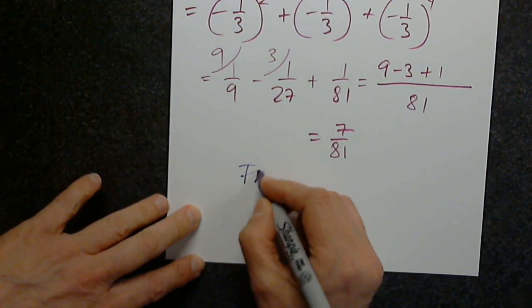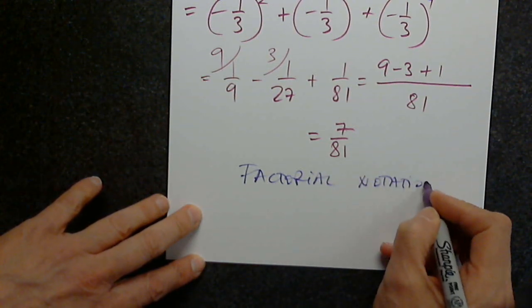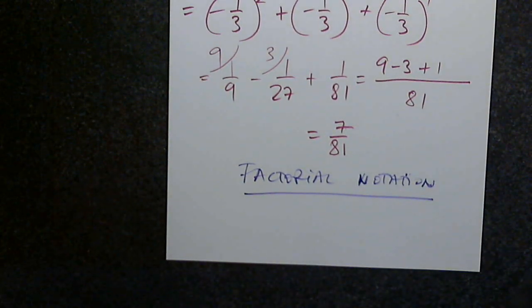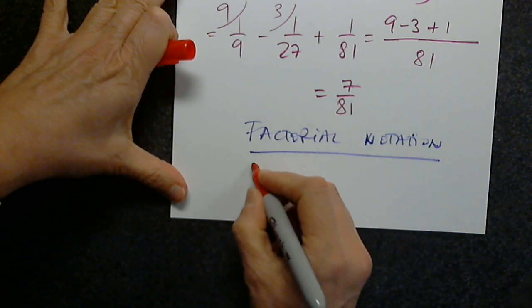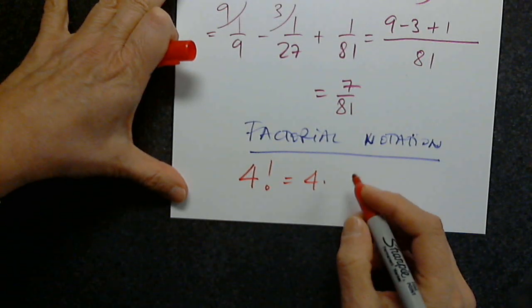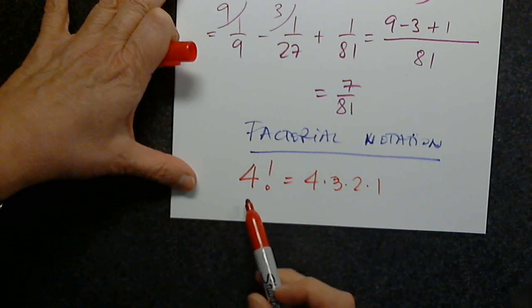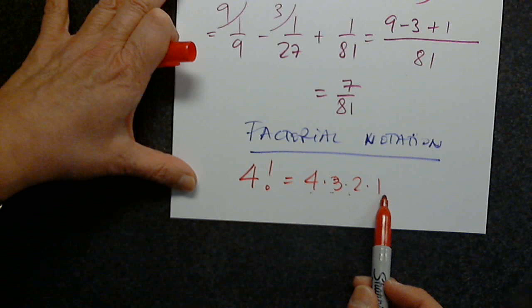Factorial notation. Ready? Well, there is something called factorial notation. For example, 4 factorial is the product of the first 4 natural numbers: 4, 3, 2, 1. 4, 4 minus 1, 3 minus 1, 2 minus 1, and I get 1.